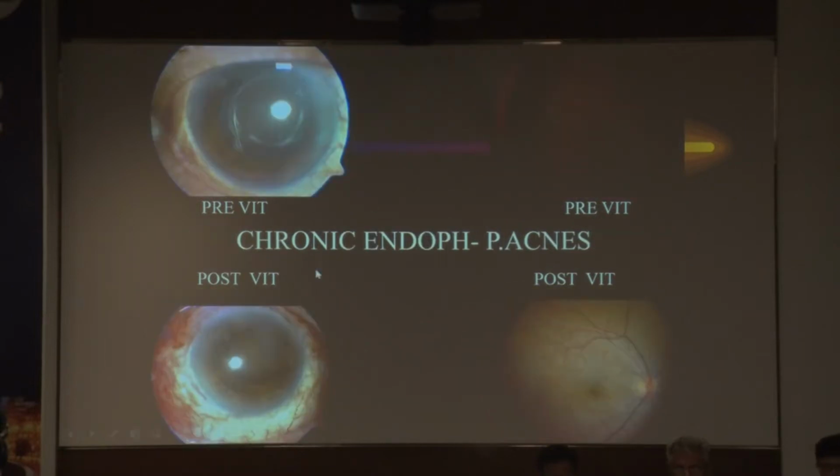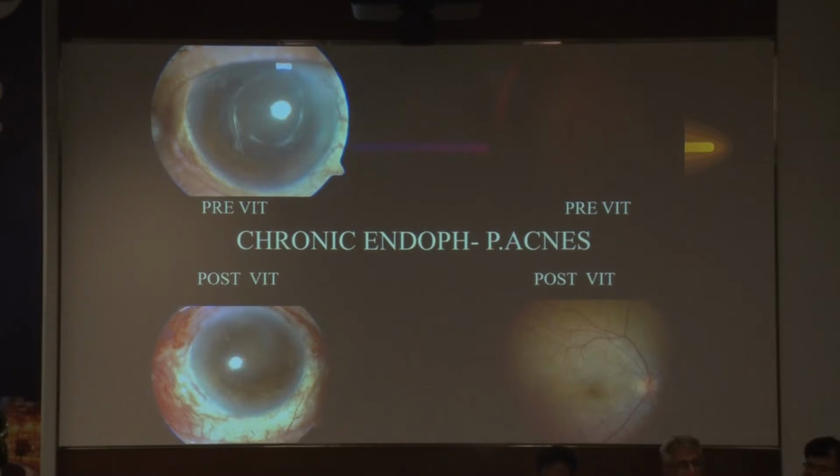Coming to chronic endophthalmitis, in this patient, you can see whitish deposition on the posterior capsule. The patient had recurrent inflammation. Each inflammation used to subside with steroids and posterior subtenon, but it bounced back the moment the effect of steroid decreased. It bounced back with vengeance.